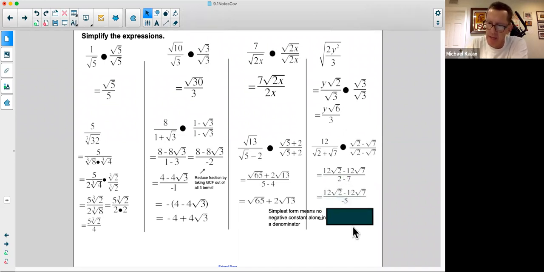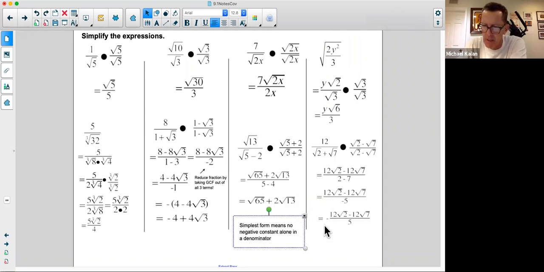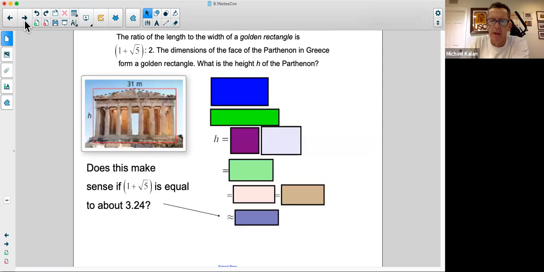Again, we don't like to have a negative, so we can either move that to the middle or distribute it up top. Here I put it in the middle. Let me move this out of the way so you can see what I'm talking about. Okay. Again, simplest form means no negative constant alone in a denominator. All right. Great, we did this problem with Ms. Dickinson looking at the lighthouse and out to sea.